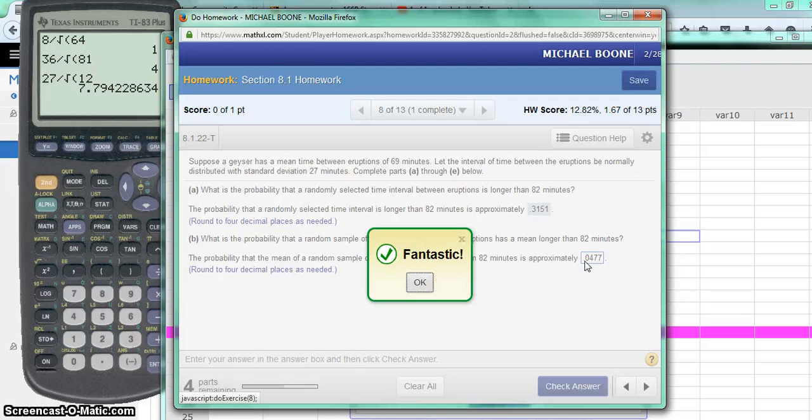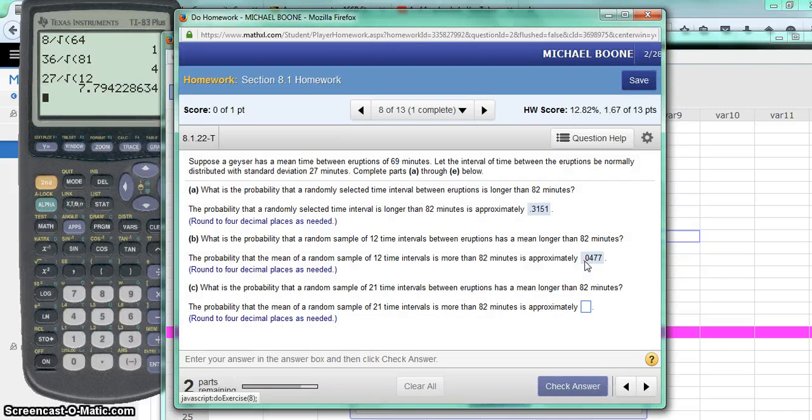And so they keep doing this, but now it's going to be 21. So we have to recalculate this standard error of the mean. So as your sample size increases, the distribution should get tighter around the mean. The standard deviation gets smaller because we're dividing by a larger number as our sample size goes up, and that means there's less variation around the mean.